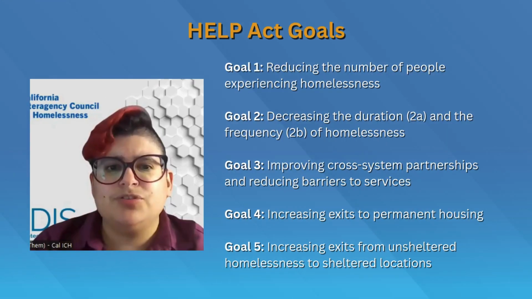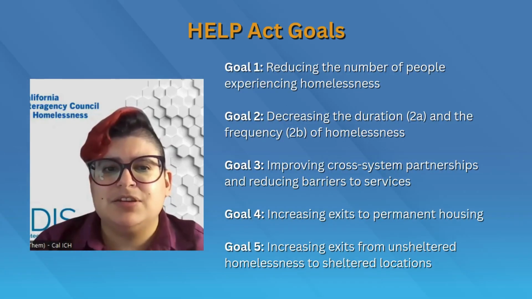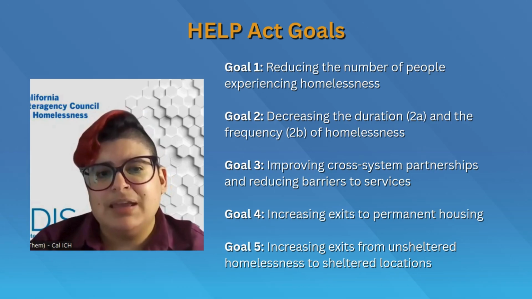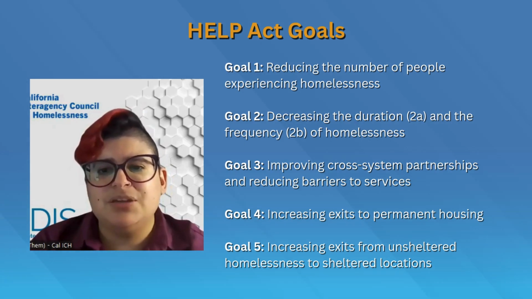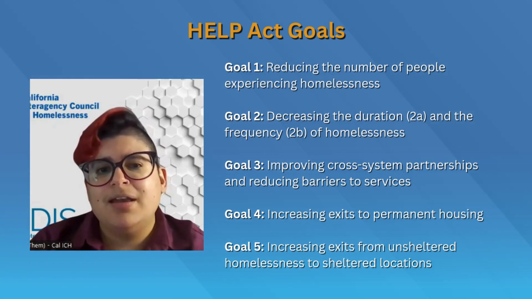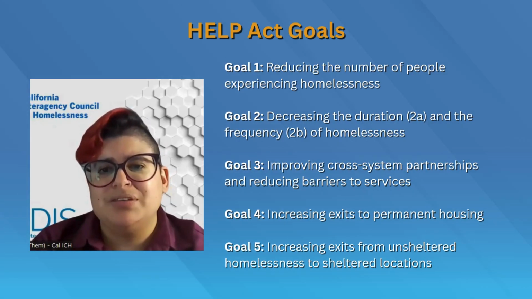The HELP Act goals for the survivors of domestic violence, their children, and unaccompanied women are: Goal 1, reducing the number of people experiencing homelessness. Goal 2, decreasing the duration and the frequency of homelessness. Goal 3, improving cross-system partnerships and reducing barriers to services. Goal 4, increasing exits to permanent housing. Goal 5, increasing exits from unsheltered homelessness to sheltered locations.